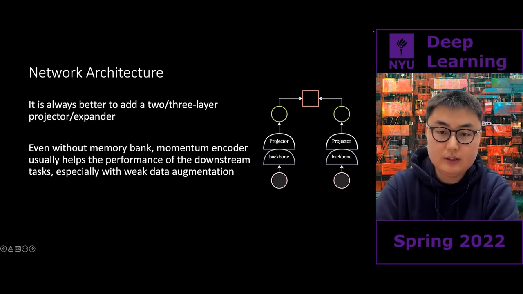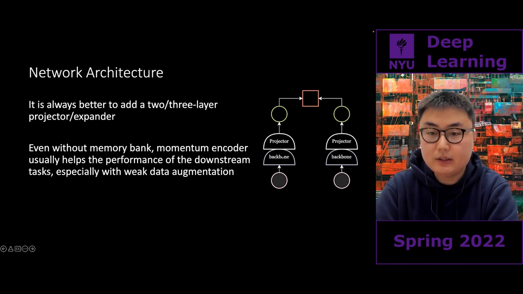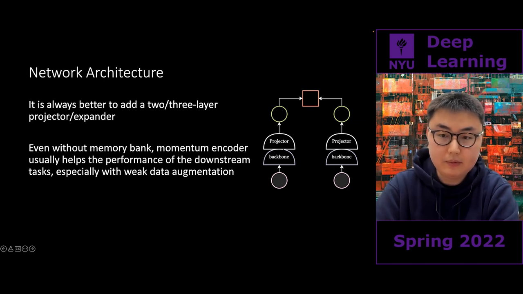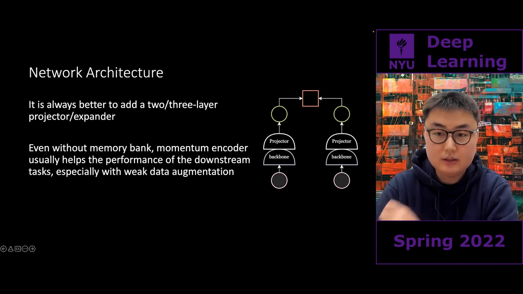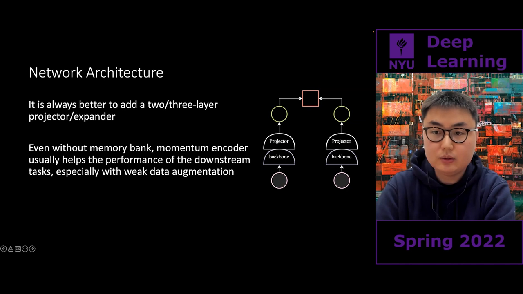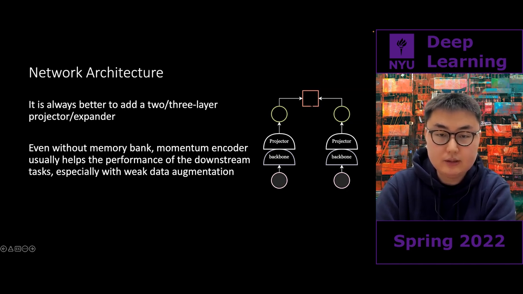So instead of just using the representation from the backbone, you get the representation from the backbone. It's a vector, and you go through this two or three layer feed-forward network. And then you use the output of the projector to calculate your loss function or energy function.